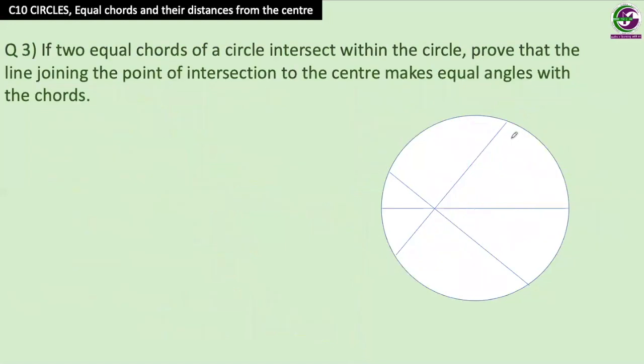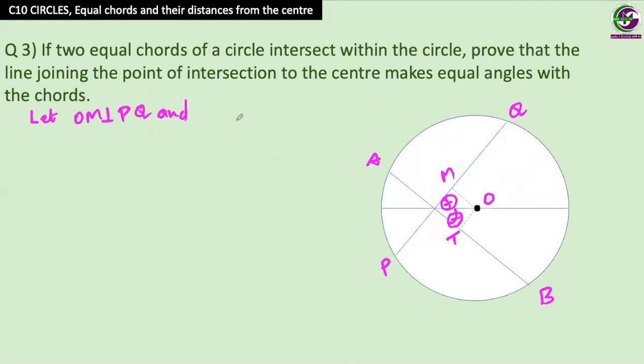Moving on to question 3. If two equal chords of a circle intersect within the circle, prove that the line joining the point of intersection to the center makes equal angles with the chords. We have to show that these two angles are the same. This is to be shown. But the given condition is that the chords are equal, chord AB is equal to chord PQ. So let's construct perpendiculars from the center O, M and T are the feet of the perpendiculars. So let OM be perpendicular to PQ and OT perpendicular to AB.